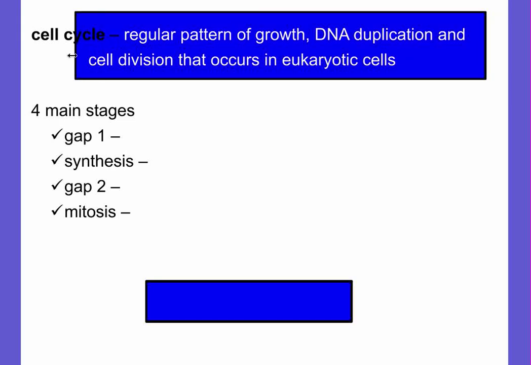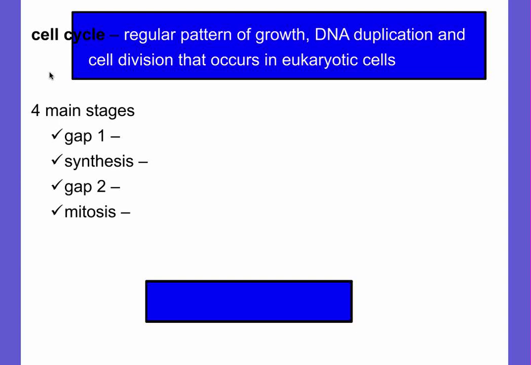We've talked about a little bit of this in class already, but your cell cycle is that regular pattern of growth, DNA duplication, and cell division that occurs in eukaryotic cells. And we had four main stages that we had already gone over: gap 1, synthesis, gap 2, and mitosis.